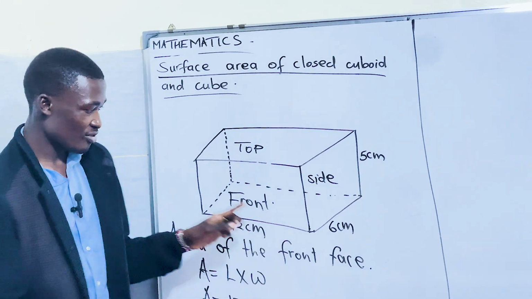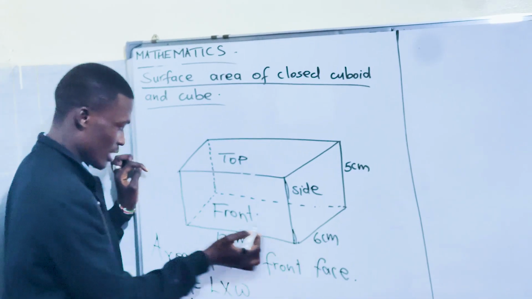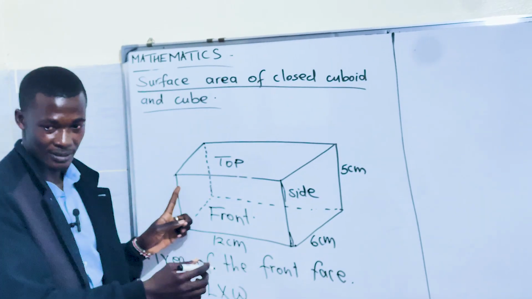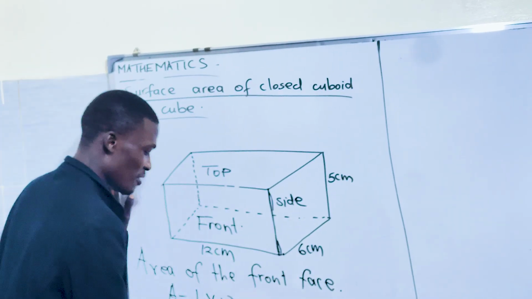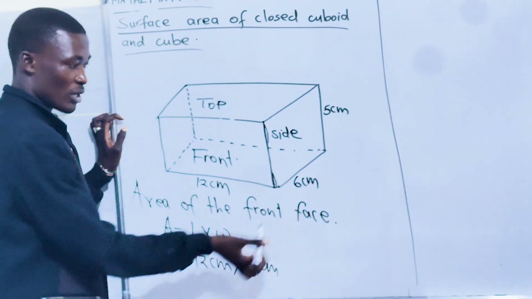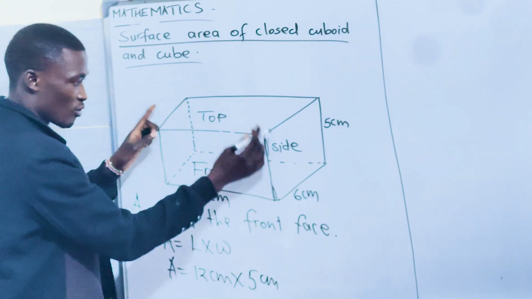The width, the front part, is here. Remember, we are talking about the one that faces us. So what is the width here? The width is going to be 5 centimeters. We are not talking about this width. The front part is here.